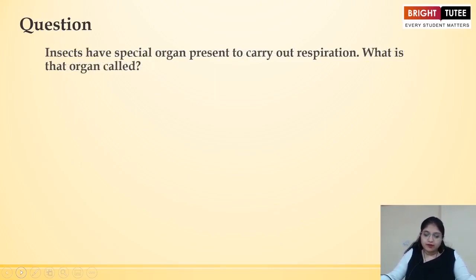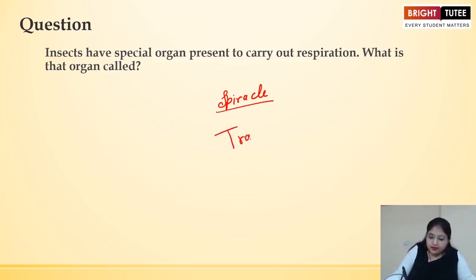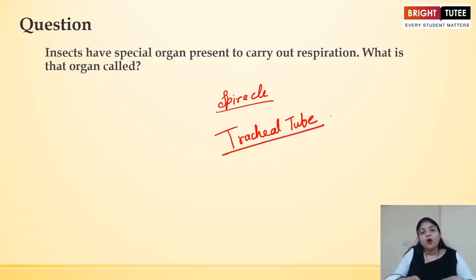Insects have a special organ present to carry out respiration. What is that organ called? To carry out respiration, there are two main organs present. First of all, there is the spiracle, which is present to exchange the gas between the atmosphere and the body. And then there are tracheal tubes, which cause the exchange of gases within the body of the organism. That is, the tracheal tubes help to give oxygen to the tissues of the cockroach and take away the carbon dioxide, right? And this kind of system is called the tracheal system.